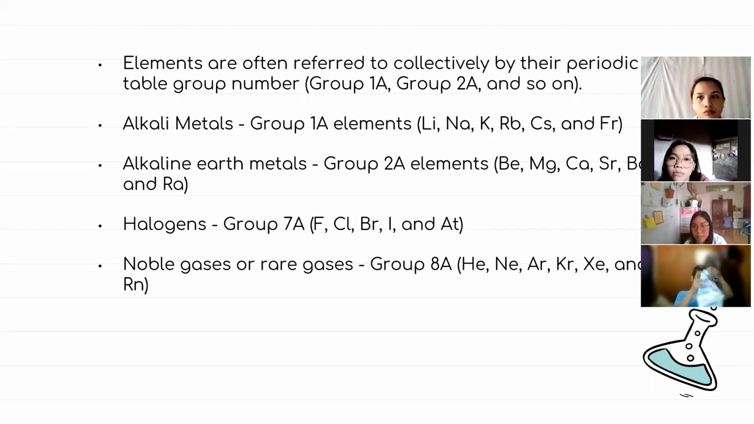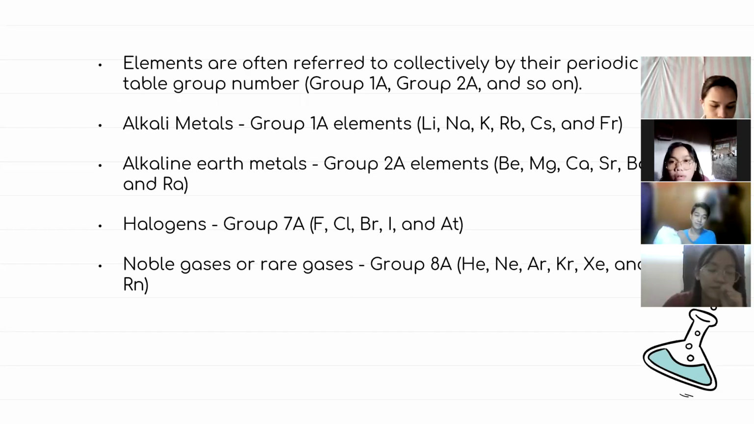What is the name of Group 3A? Okay, very good. Group 3A is called the boron group. So, boron, aluminum, and so on. Then what's next? Group 4A. What is Group 4A called? Carbon group, ma'am. Okay, very good. Carbon group.